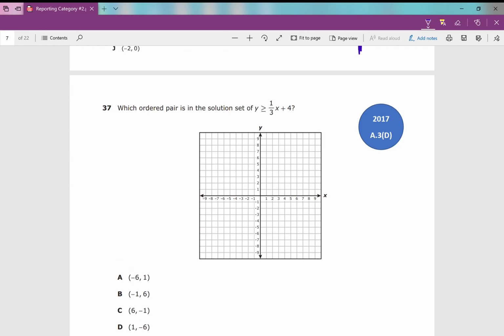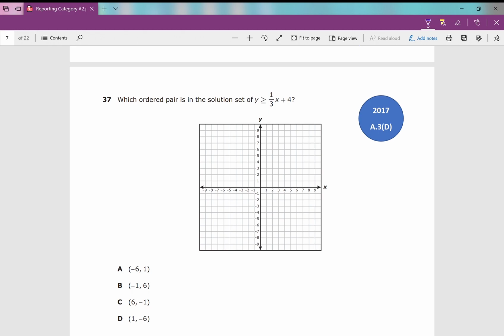Which ordered pair is in the solution set of y is greater than or equal to 1/3 x plus 4? So one of the things you can do is, if you don't recall inequalities, anytime you see y equals, you can plug it into y equals.